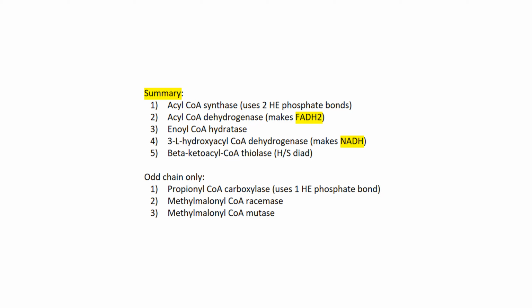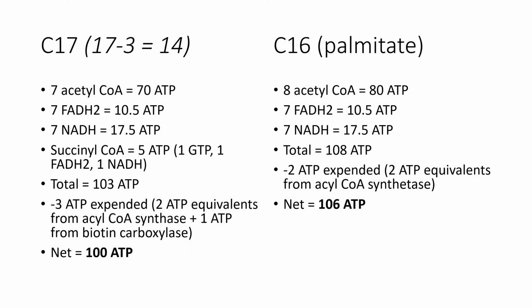And so these are propionyl-CoA carboxylase, which uses 1 high-energy phosphate bond. Step 2 is methylmalonyl-CoA racemase. And step 3 is methylmalonyl-CoA mutase. So if we compare C17 to C16, we see that C16 actually generates more ATP than C17.